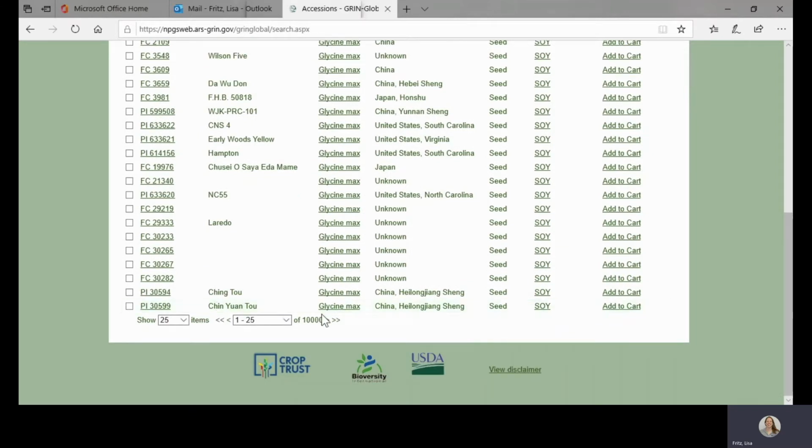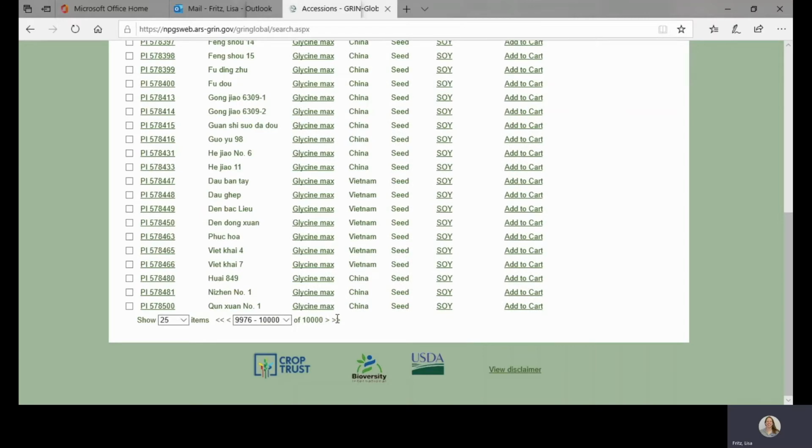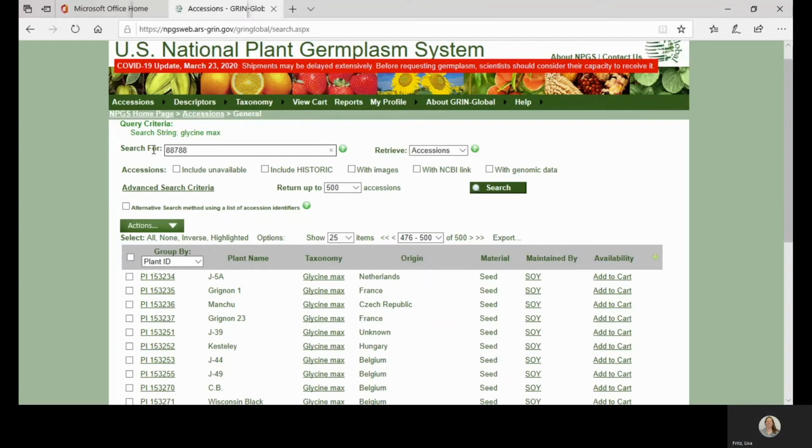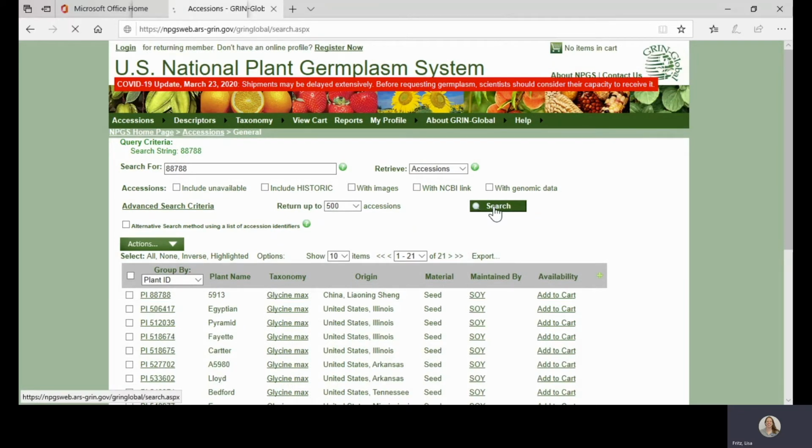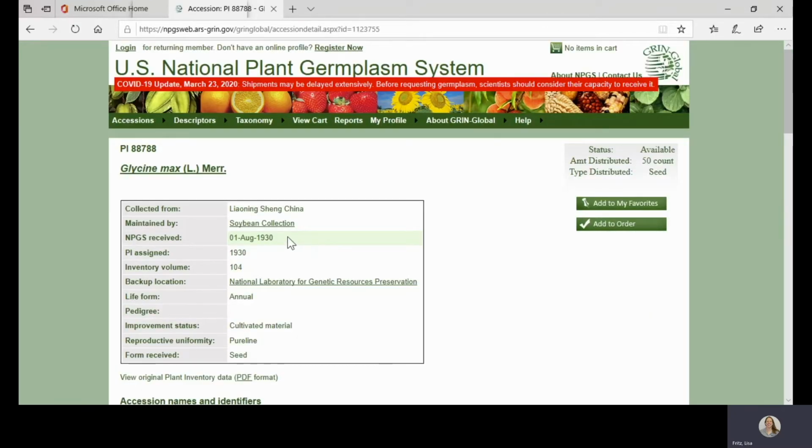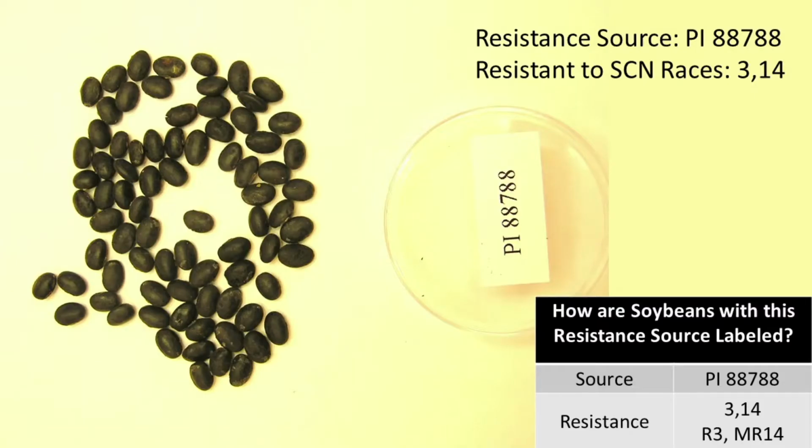Of the thousands of lines in the collection, there are only 3 plant introductions that are providing the SCN resistance in the soybean varieties you can buy on the market today. These 3 lines are PI 88788, Peking, and PI 437654, or Hartwig. PI 88788 was found in China and introduced into the collection in 1930. Varieties with PI 88788 resistance dominate the market.